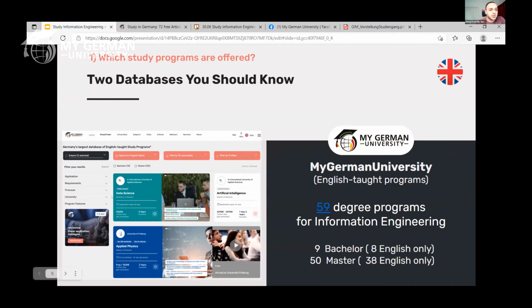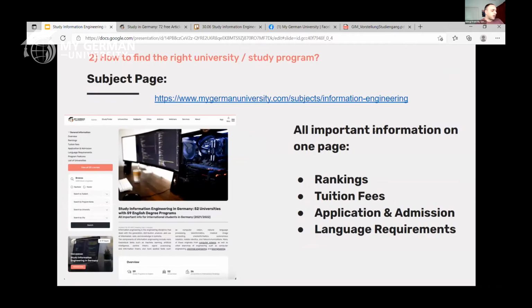We have lots of filters you can control for lots of things, and this really helps you to find exactly the best program, the program that fits you really the best. Moreover, we have subject pages created for each subject, and for example, we have a subject page for information engineering as well. If you go there, you can see all the important information in one page.